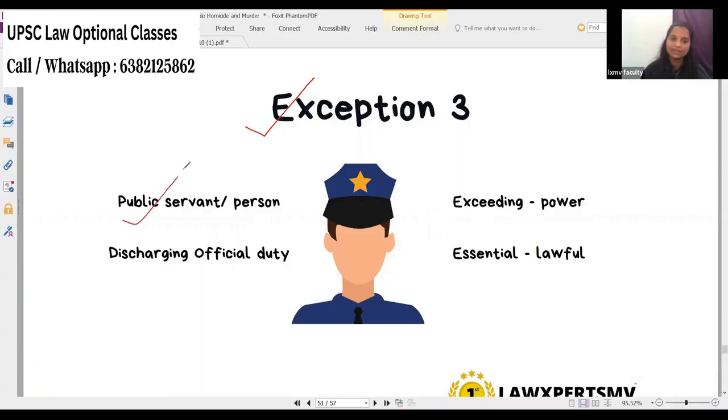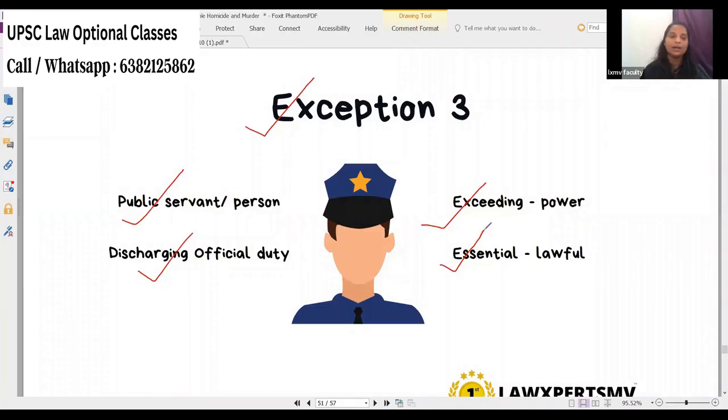If a public servant is discharging an official duty and exceeds his power, provided that he believes he has that particular power and is not exceeding it, but in reality he has exceeded his power, he feels he has lawfully done it, and he has killed someone, then he will be falling under exception 3.